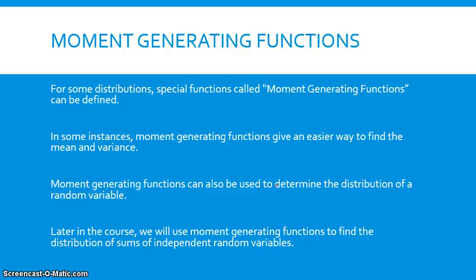Now we'll talk about moment generating functions. For some distributions, special functions called moment generating functions can be defined. In some instances, moment generating functions give an easier way to calculate the mean and the variance of a distribution. Moment generating functions can also be used to determine the distribution of a random variable. And later in the course, we will use moment generating functions again to help us to find the distribution of sums of independent random variables. We'll see that in chapter 5.